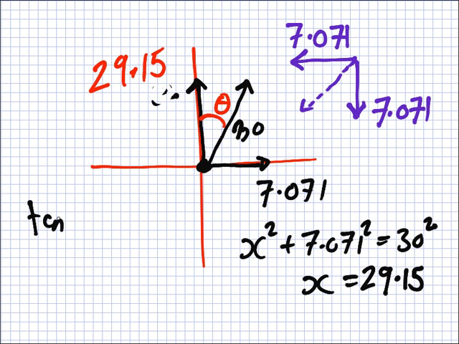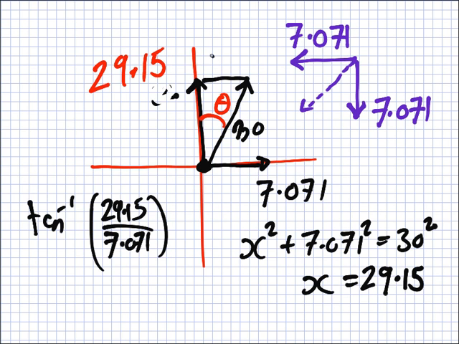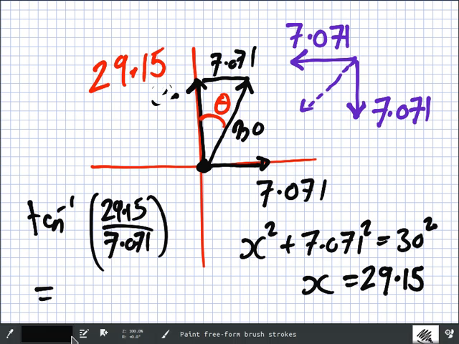I can say it's tan inverse what over what? 7.071, because in the triangle, this side is 7.071. 30 was the hypotenuse. Using cosine. Oh, I like to use tan. I always want to use tan, okay? Right, what is this angle? 13.6. Is it? I'm not sure.